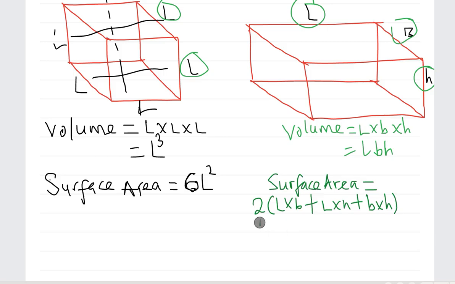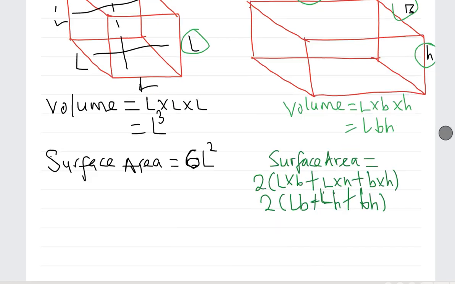So the formula is 2 in brackets LB plus LH plus BH. Are you seeing that now? That is the formula for calculating the surface area of a cuboid. That's how you calculate the surface area of a cuboid.